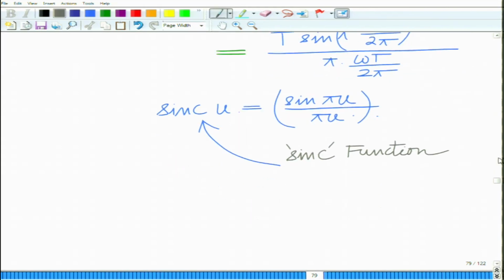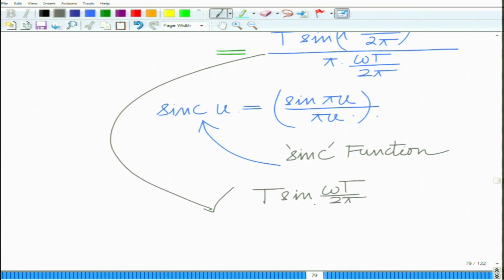This is the sinc function, and therefore, this here will simply be t sinc of omega t over 2 pi, or t sinc of omega t over 2 pi, and this is your Pt of omega. And further, if you denote omega over 2 pi, where omega is an angular frequency, as the frequency f, then this simply becomes t sinc ft.